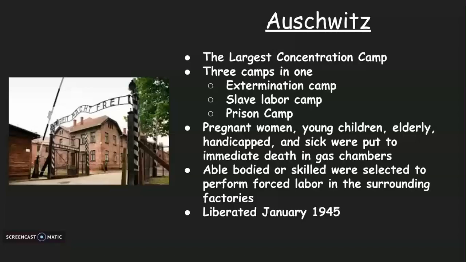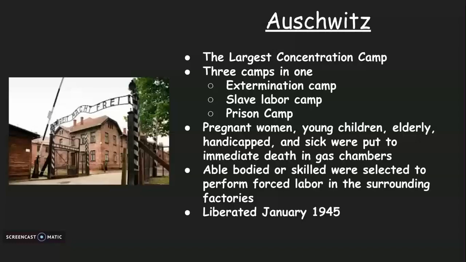Auschwitz is the largest concentration camp of the Nazi regime. Auschwitz was actually three camps in one. They had a prison camp, they had a slave labor camp, and they had an extermination camp. People would literally come in on trains. Thousands upon thousands of people would be brought into these concentration camps on trains, and they would unload. And you have the list right there.